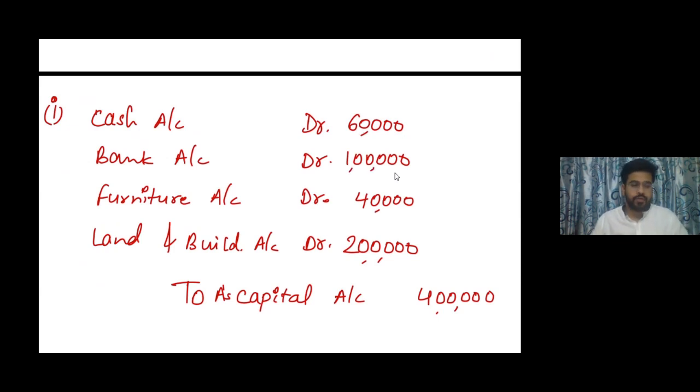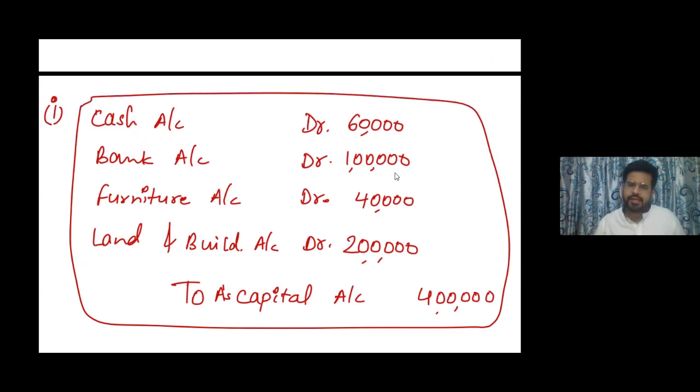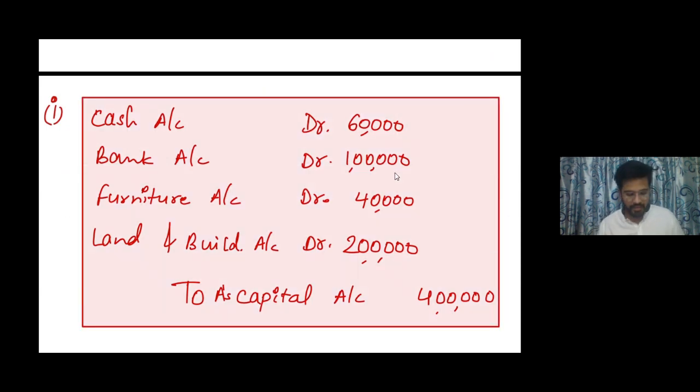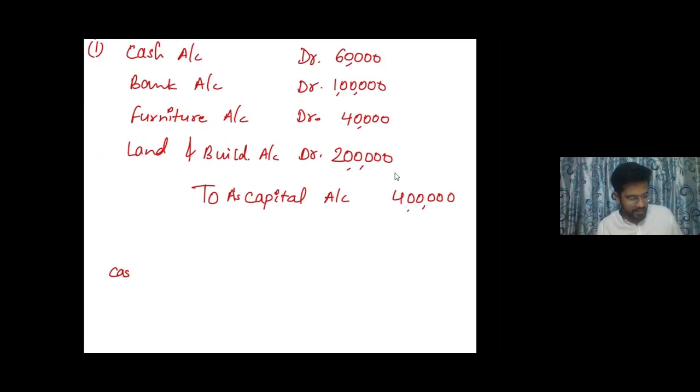Sir, is there any alternative way to do that if we do not want to make this big entry? Yes, you can deal with all of these separately. For example, you can do cash account debit 60,000 to capital account 60,000. That is the first entry. Then for the second entry, bank balance has been brought in. So bank account debited 1 lakh rupees to capital account again 1 lakh rupees.